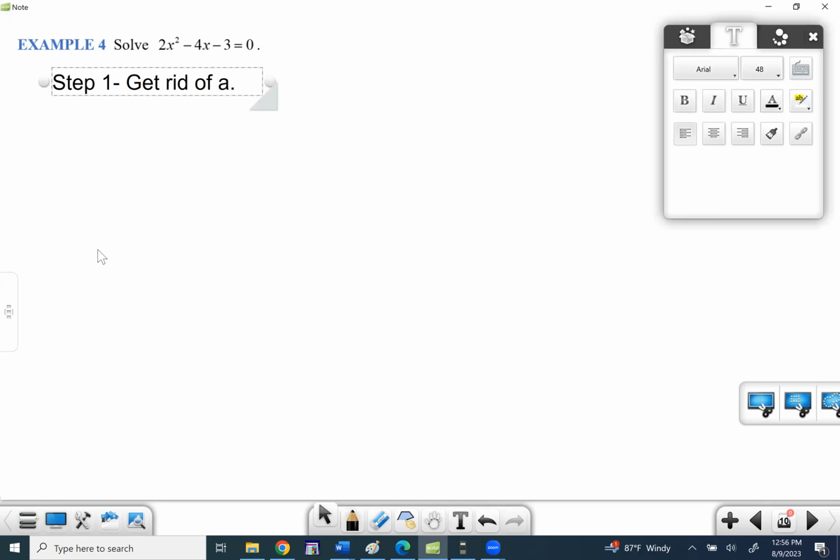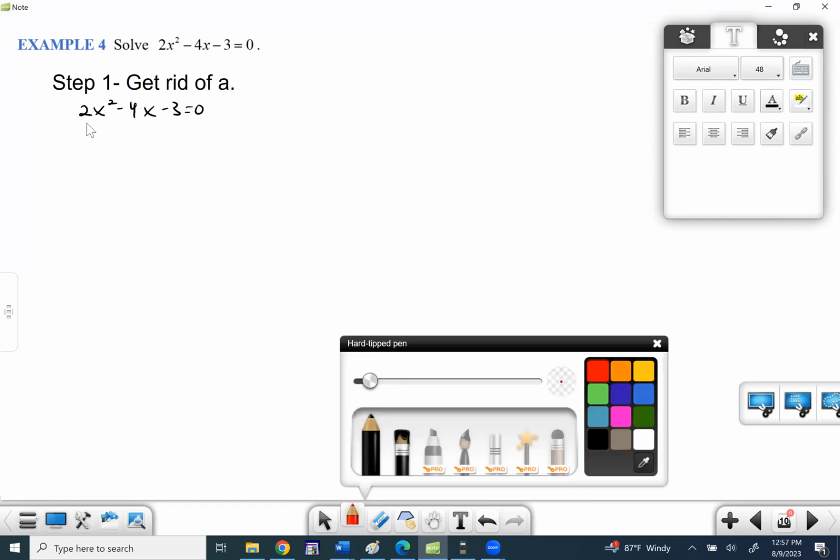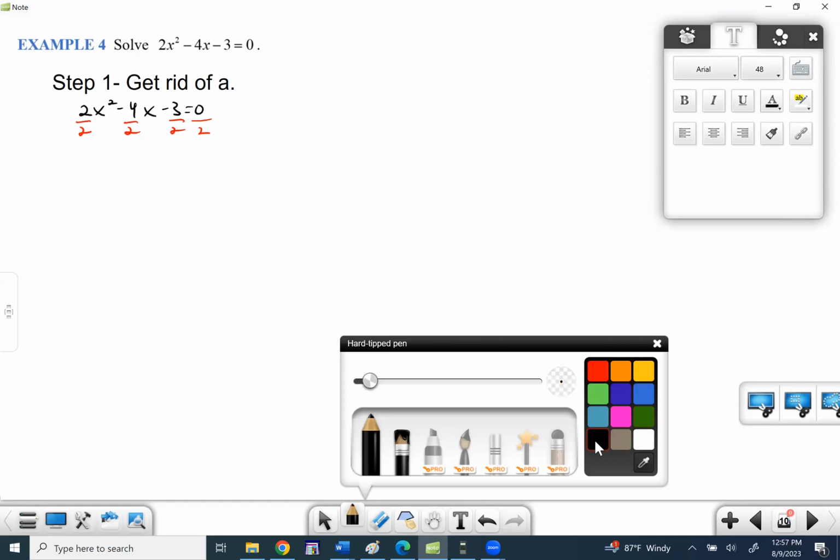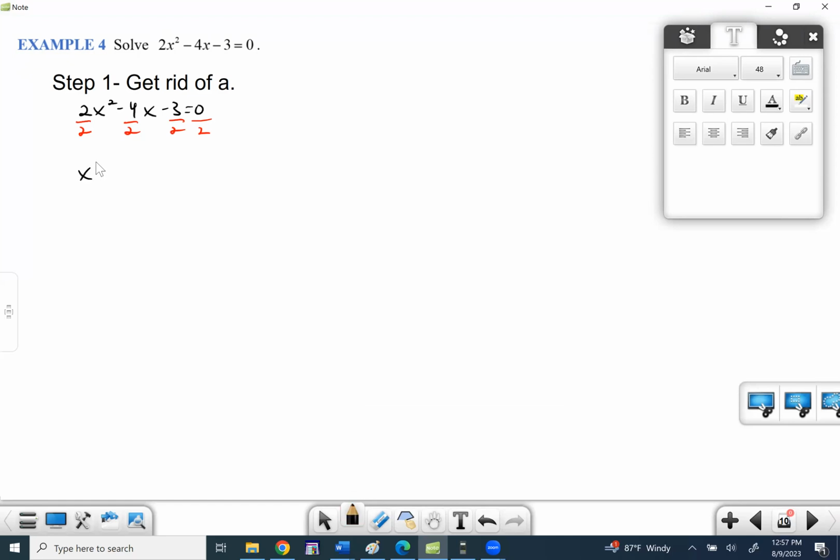Now this time we really do have an a, right? So let's see here. If we get rid of a, we're going to be dividing by 2 to everybody. That's what's going to turn a into 1.